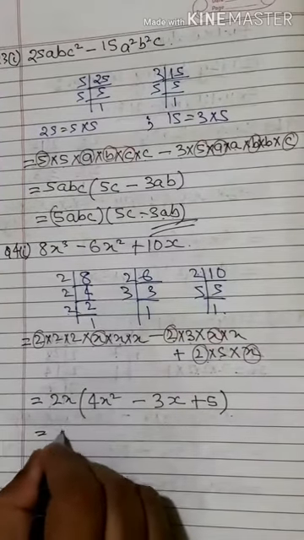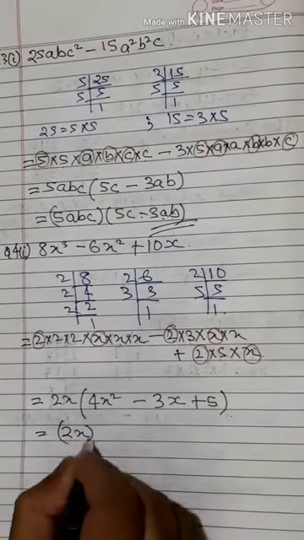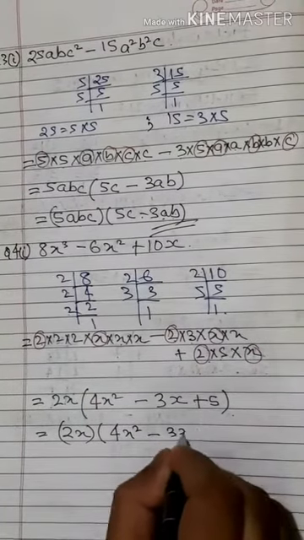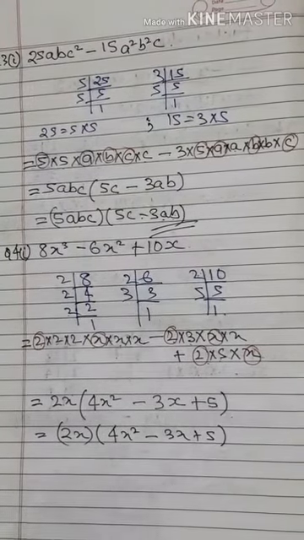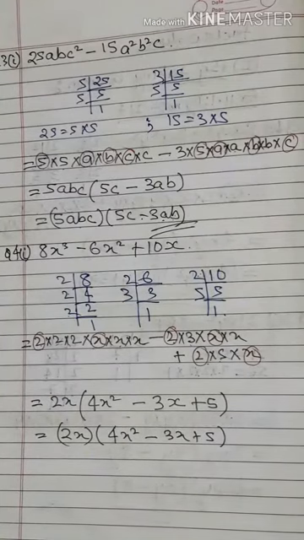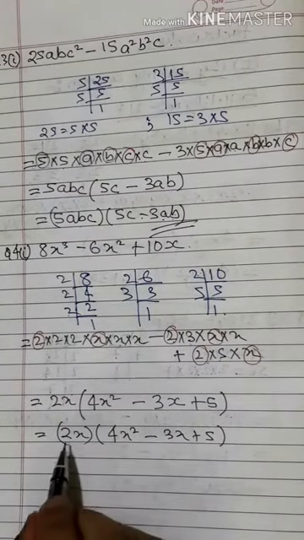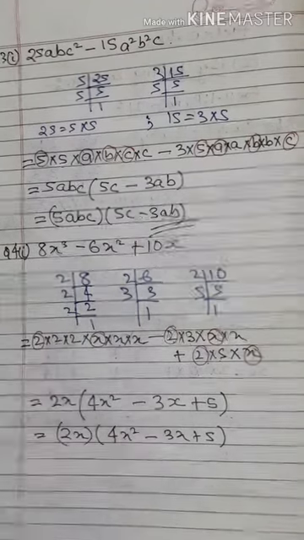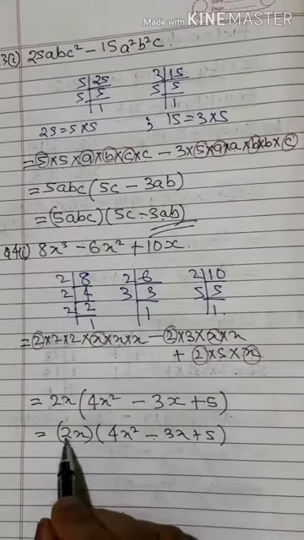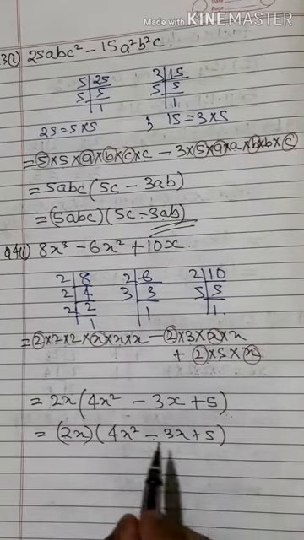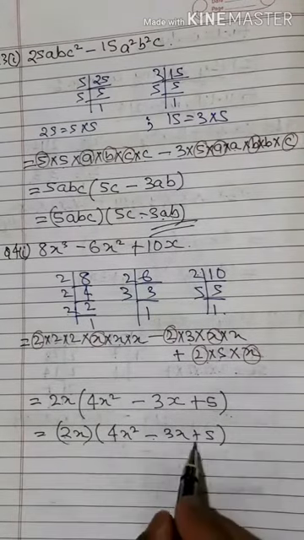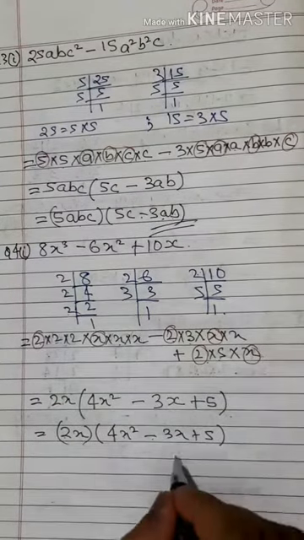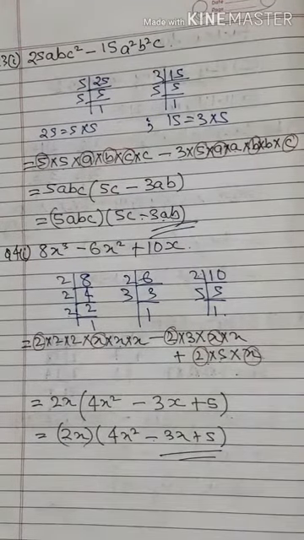So what will be our factors? Our factors will be 2x multiplied by 4x square minus 3x plus 5. Now let us check whether our answer is correct or not. Let us multiply both the brackets. 2 4's are 8x into x square, x cube. Then a minus, 2 3's are 6x into x square, plus 2 5's are 10, and then the x, so 10x. So this will be our final answer.